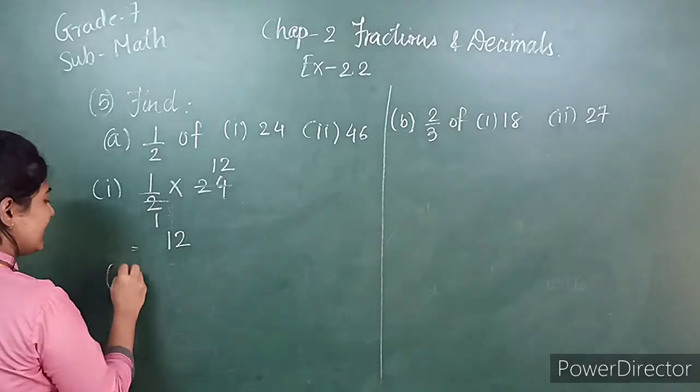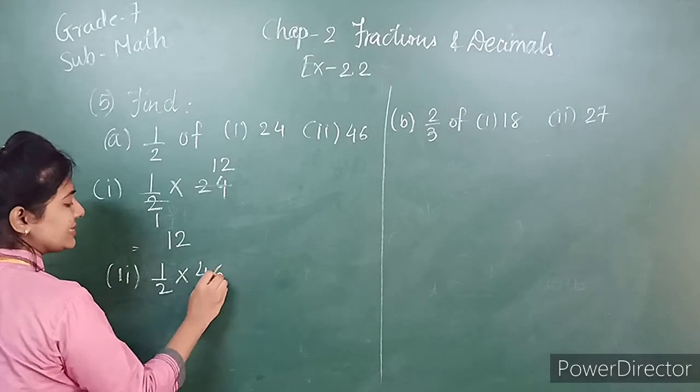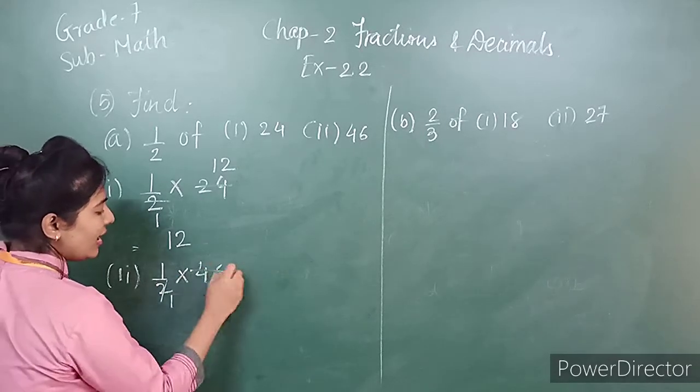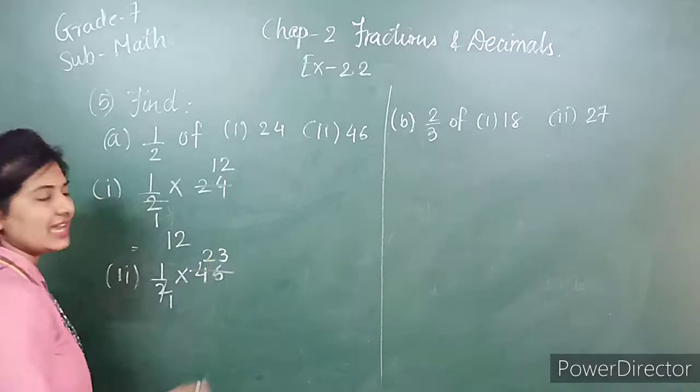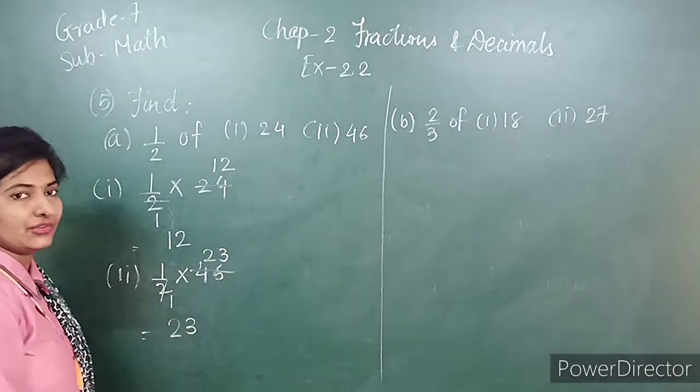Then the second one, that is 1 by 2 of 46. So here we have to cut it down again. 2 ones are 2 and 2 23s are 46. So our answer is 23.